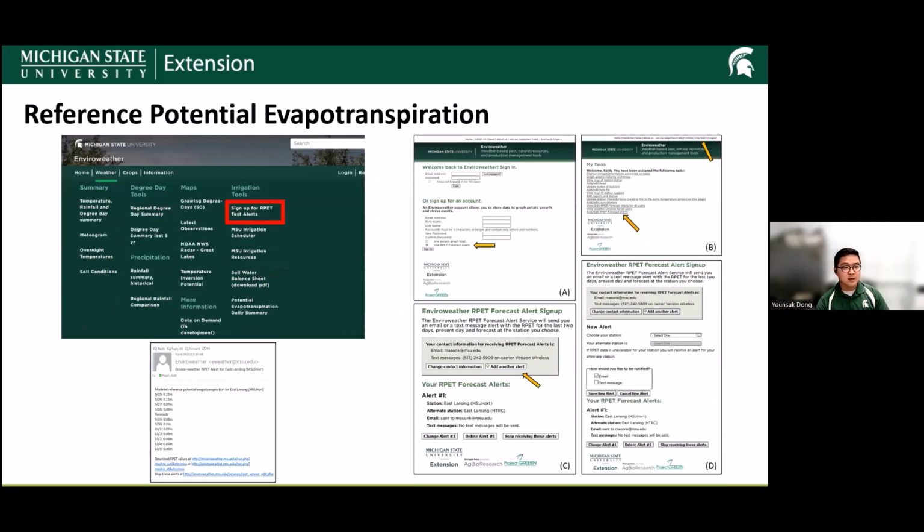You can also sign up. I believe Keith Mason went over how to sign up for getting the text alert through this EnviroWeather website. You can create an account, and sign up for getting email or text for the evapotranspiration values from the weather station that you're interested in.